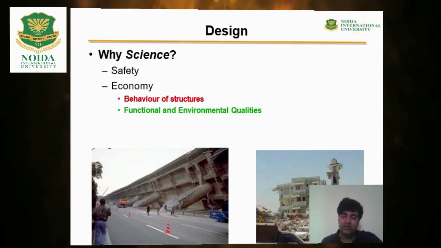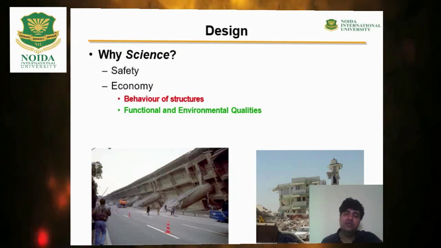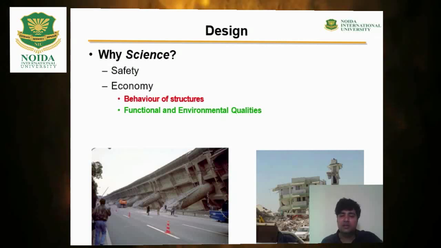Both safety and economy go hand in hand, and safety is nothing but the behavior of the structure, how the structure will behave for different load conditions and the environmental impact on the particular material. And the second part is the functional and environmental qualities, which give the proper design. So that is the basis behind the science applied in designing that particular structure for ensuring its safety and economy.